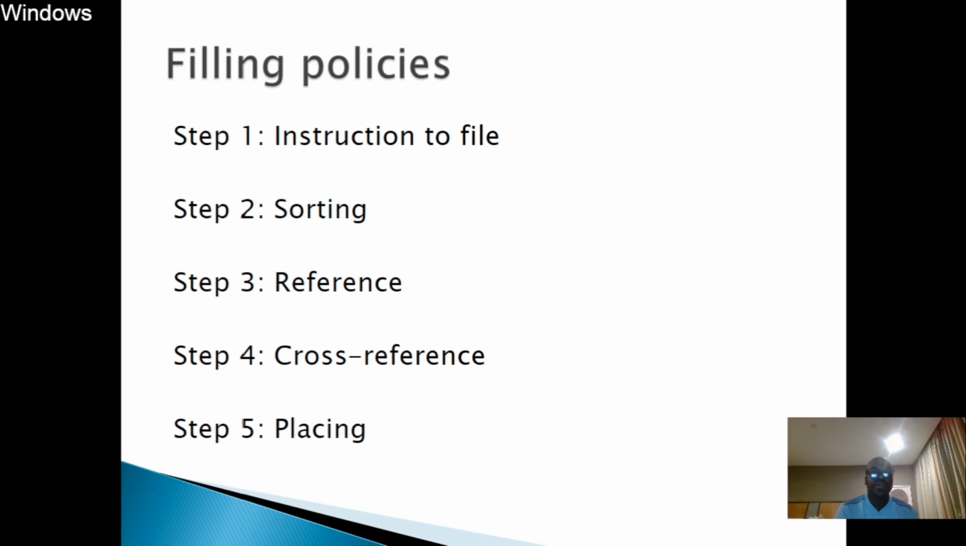Filing policies, we've got 5 steps of filing. Step number 1, there's going to be an instruction to file. After getting the instruction, we will then sort the files. We do reference, we will cross-reference, and we will place them. So the steps in filing are that we will have the instruction to file. They will tell us what to do with the file. We will then sort the file, do reference, cross-reference, and do the placing.